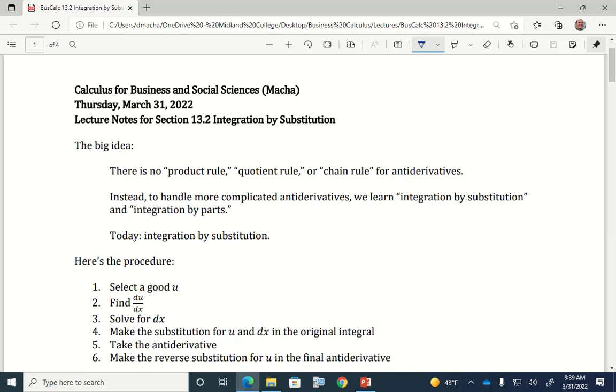But there's 2 methods we're going to learn in this class to handle slightly more complicated antiderivatives. The 2 methods we're going to learn are called integration by substitution and integration by parts. And today we're doing integration by substitution.